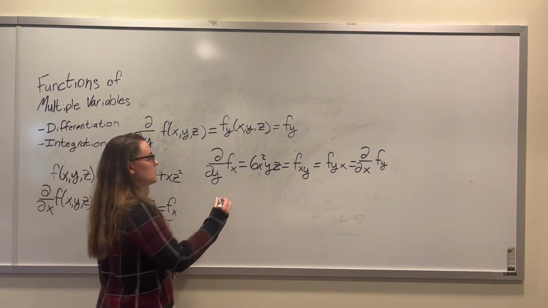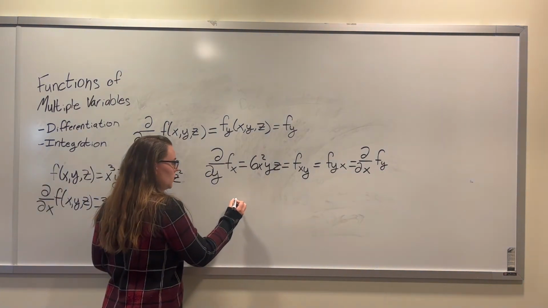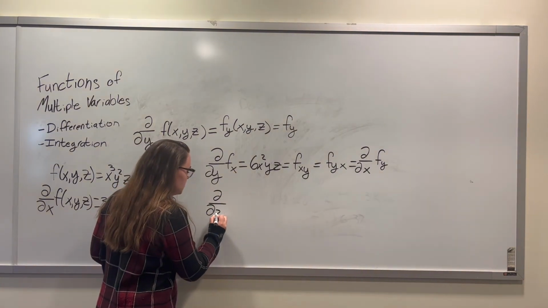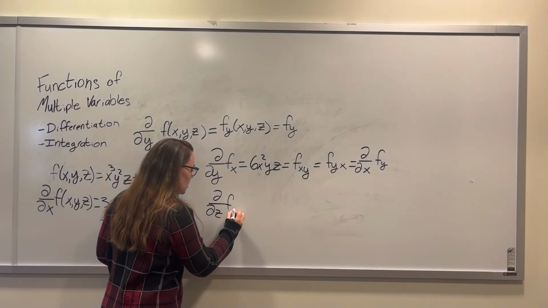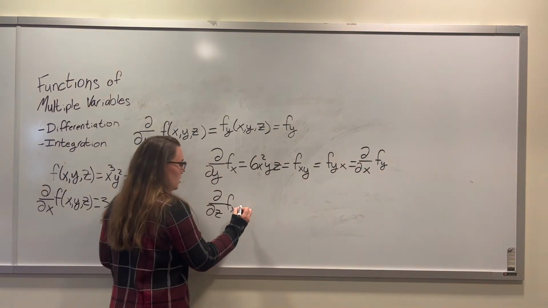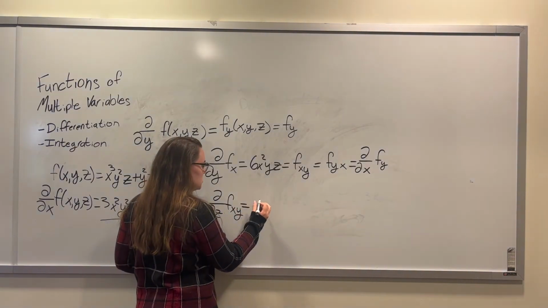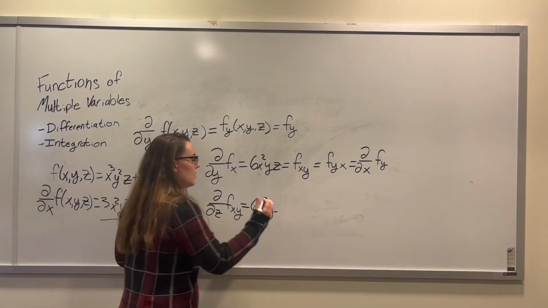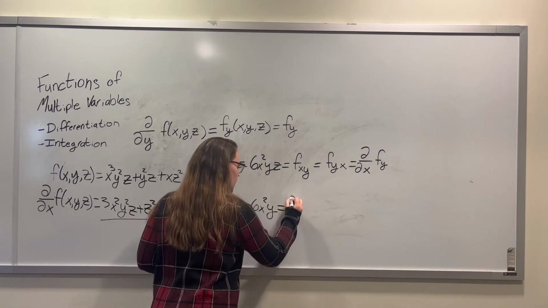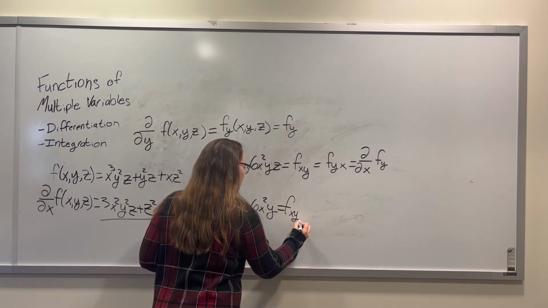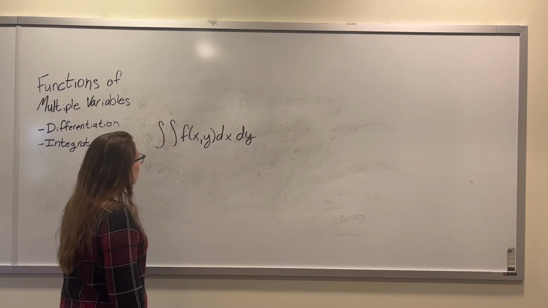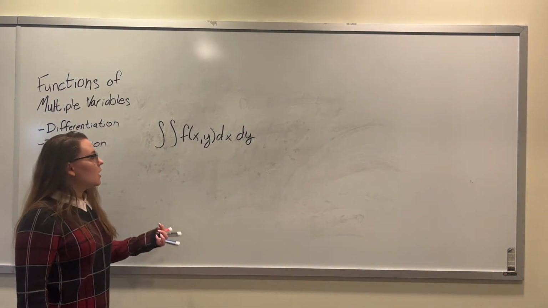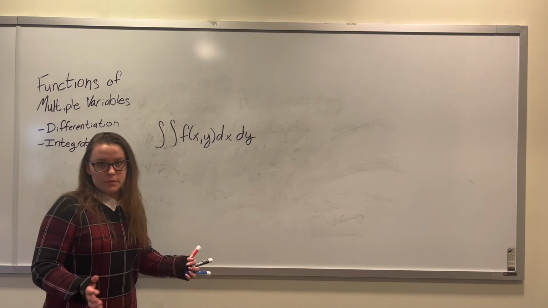Now, if you really wanted to, we could continue and we could take the partial derivative with respect to z of our f sub xy. We would get 6x squared y. And then this is equal to f sub xyz. And we're done.